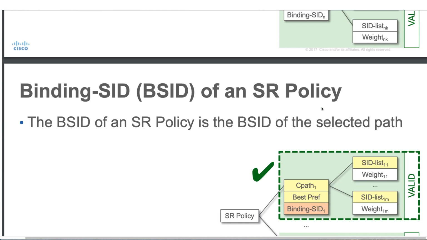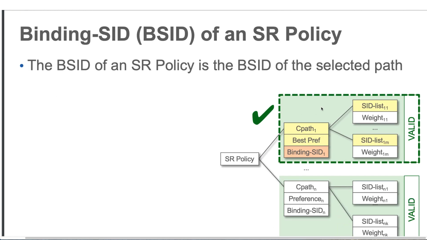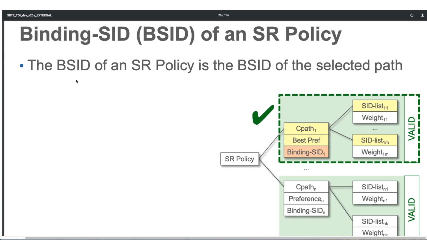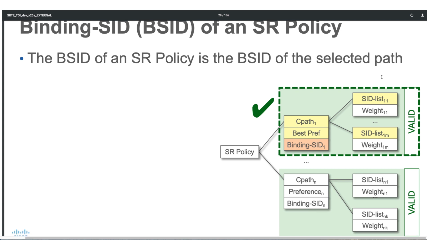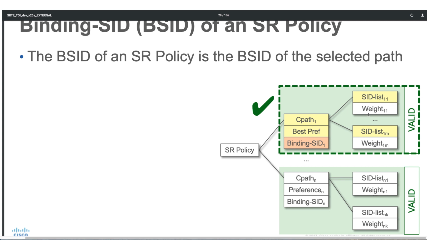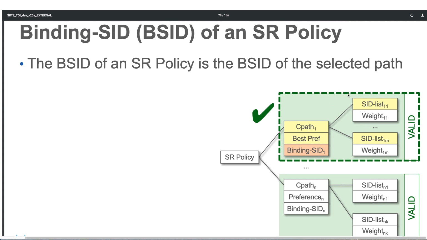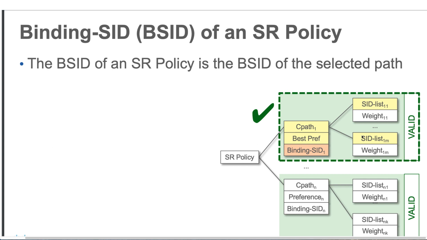This is an example of the SID list. Now let's talk about the binding SID, or BSID, of an SR policy. The BSID of an SR policy is the BSID of the selected path. So for whatever path is selected, SR will assign a SID, and that SID is called your binding SID. That means the system can reference the whole path with the help of one single SID, and that SID is your binding SID. Don't worry if it's not making sense. We will explore this binding SID in the hands-on.